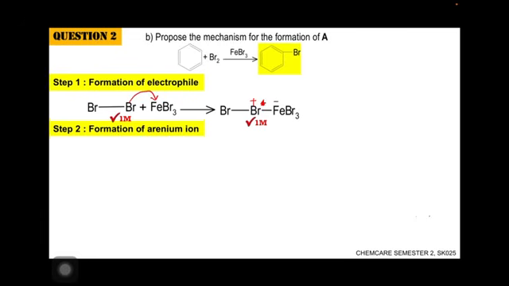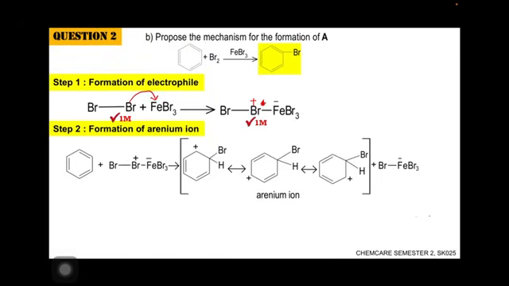Okay, step 2. Step 2 is formation of arenium ion. The Lewis acid base complex that you formed just now will attack benzene to form the arenium ion. Therefore, your arrow should be from the pi bond of benzene, from inside, the pi bond. Okay, and then go to bromine, and then the bond between the bromine goes to bromine, Br+. Okay, therefore you form the arenium ion.